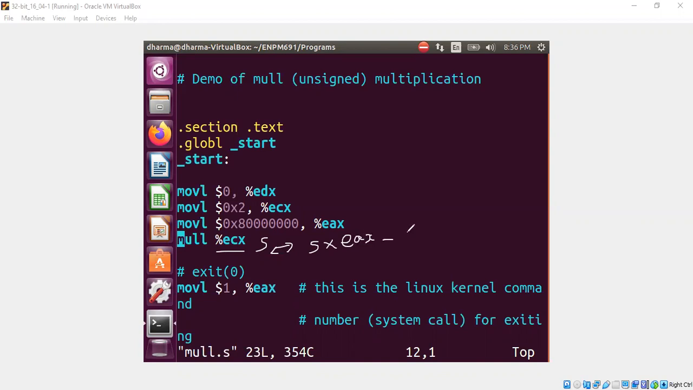One is the EDX register, the most significant 32 bits, and then the EAX register for the least significant 32 bits. That means if you have two numbers, both of them 32 bits, and you multiply, you get a 64-bit number. The most significant 32 bits will be in EDX, and the least significant 32 bits will be in EAX. That's exactly what I have demonstrated to you.